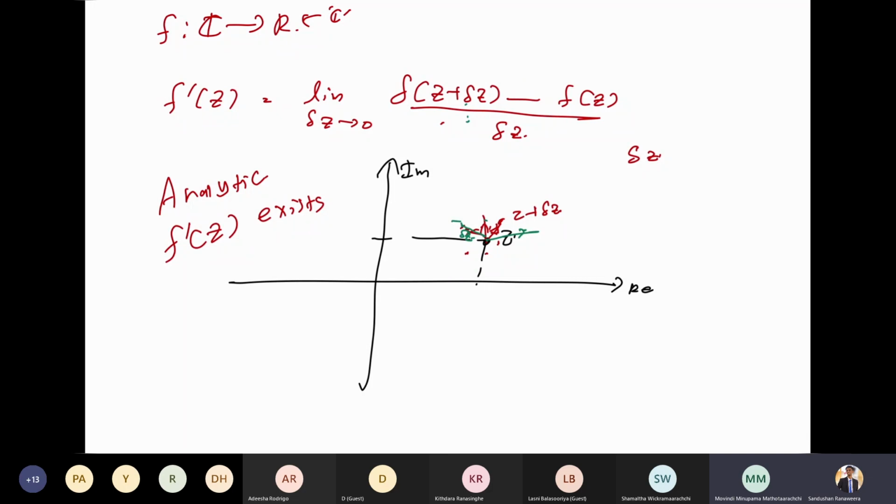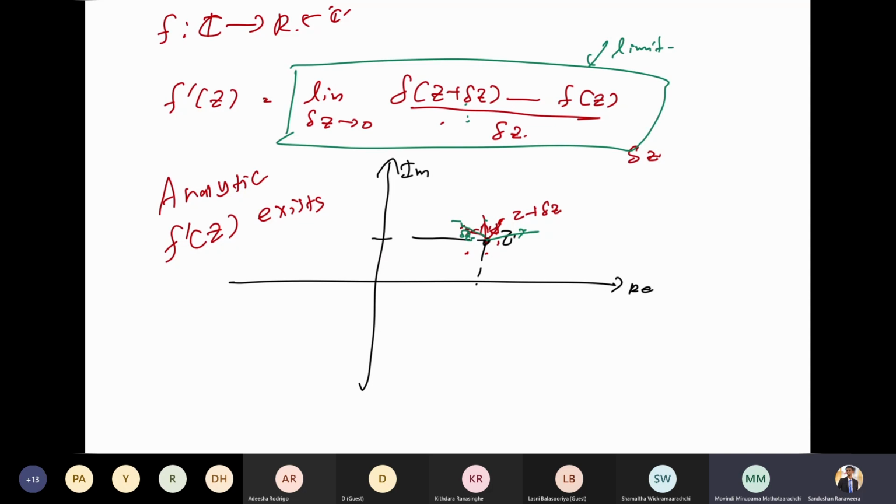An analytic function is simply one where this limit exists. This is a limit, right? If a limit exists, the limit should be unique. So then, how are we going to evaluate this? It is pretty hard, because if you want to show some function is analytic, you need to consider an infinite number of these ways, and prove that in any of the ways this limit exists and is the same. So this is pretty hard.